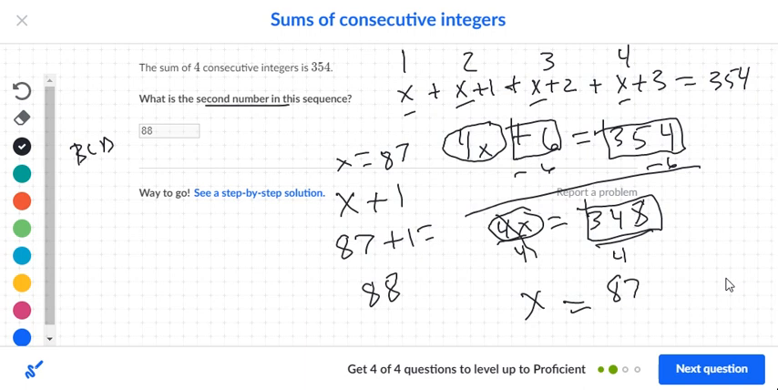Notice it said 4 consecutive integers, so I realized I should have 4 x's, which I do. I add the remaining numbers that were beside the x. That gave me the plus 6. Did BCD, found x to be 87. Now they asked about the second number. Well, the second number in the sequence is x plus 1. So I replaced the x with the 87, add 1, and I got 88.